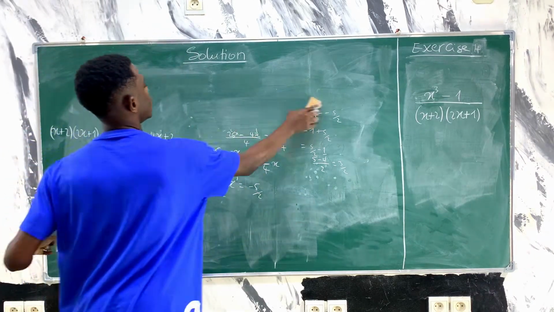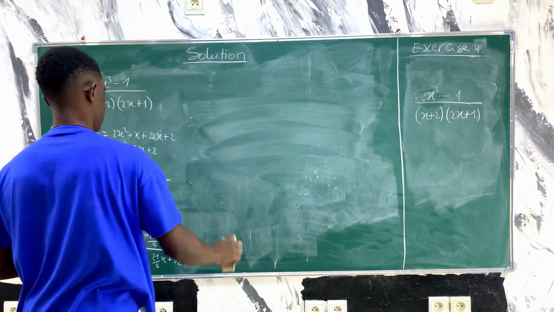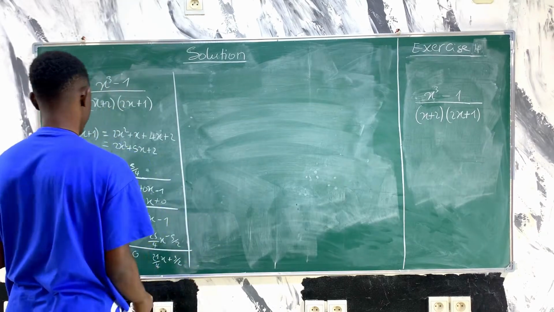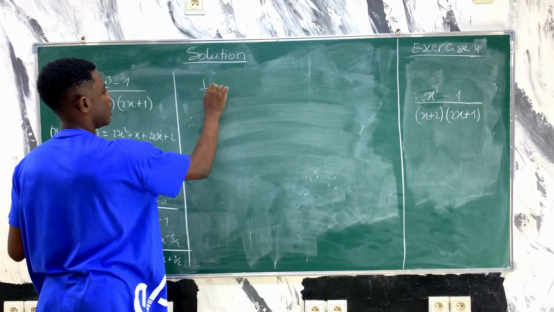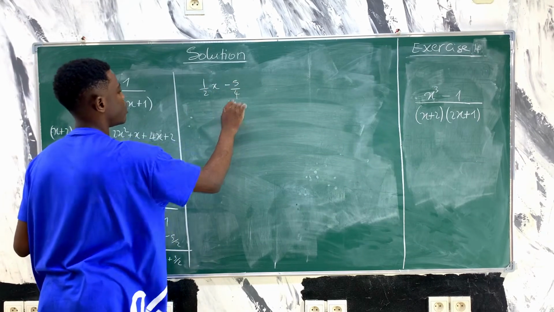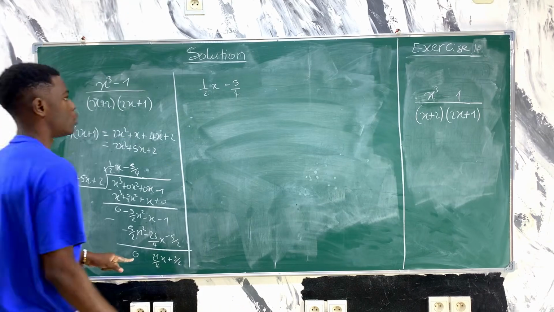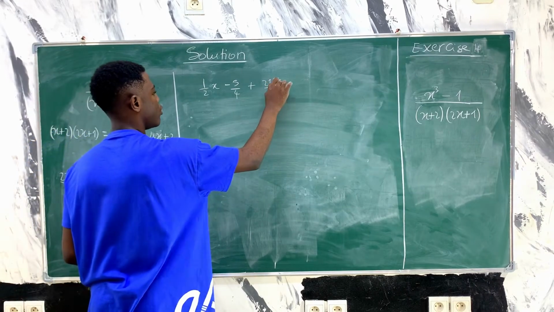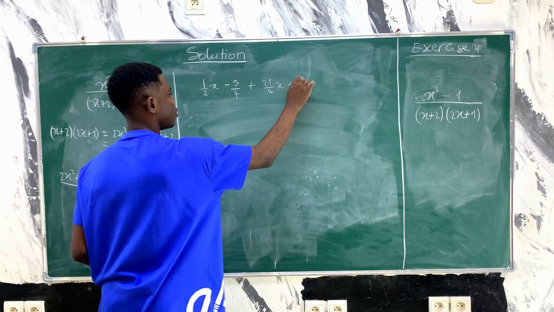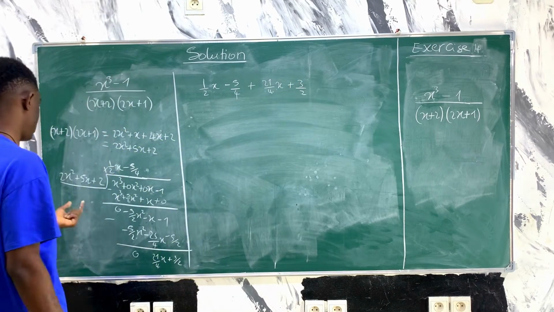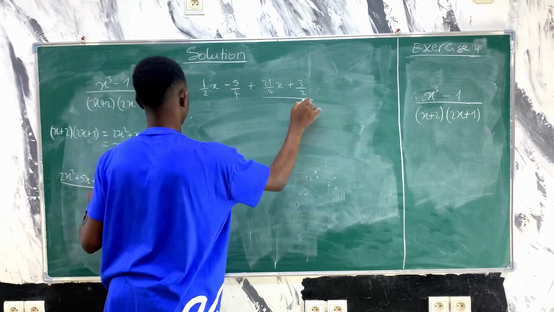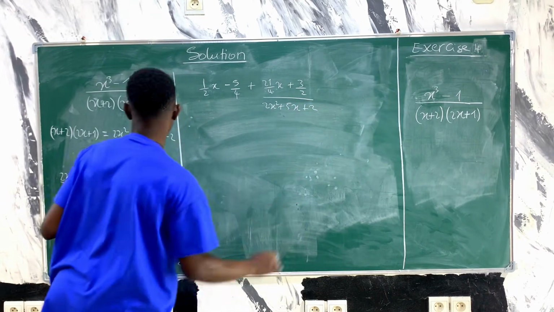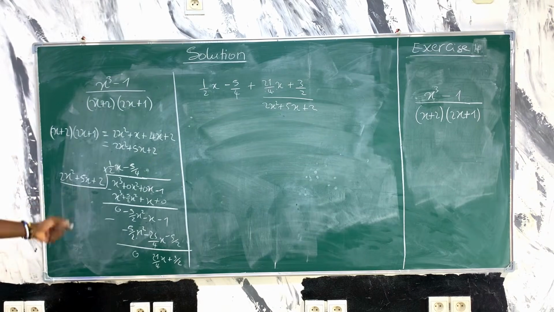So, what is going to be the answer? The answer is going to be this: half x minus 5 on 4, plus, what is under here? 21 on 4x plus 3 on 2, all over this, 2x squared plus 5x plus 2, all over this. This is what we're going to have.